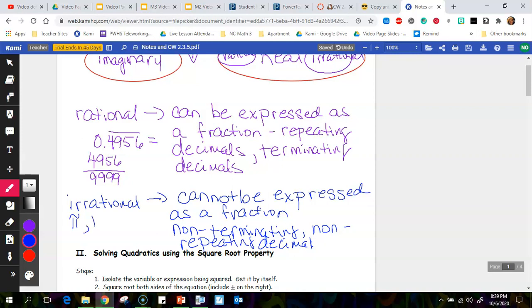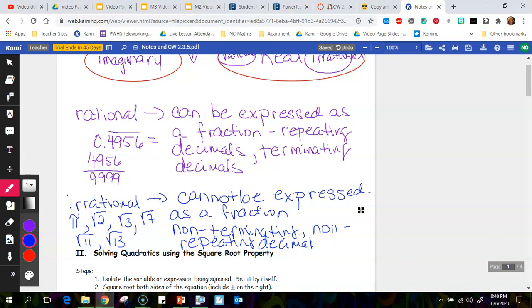Another irrational number would be root 2, root 3, root 7, root 11, root 13. All these are prime numbers. They don't have other factors in them. So all of these are irrational numbers because we can't write them as a fraction, and we can't simplify them anymore. So these are called irrational numbers.